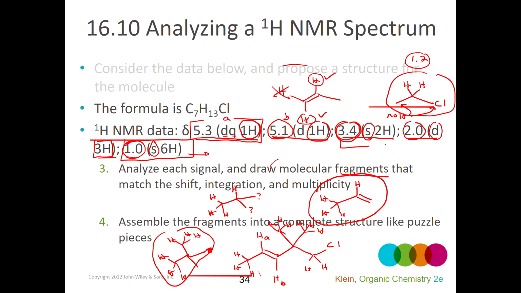The next signal, the 2 hydrogens that gave a singlet, right here. Yeah, we put that piece together. We recognize those 2 must be on a carbon next to a chlorine. That's why they shifted down around 3 instead of around 1. They're a singlet because there's no hydrogens on the neighboring carbon or chlorine to split them. And the integration is 2, matching the number of hydrogens we have there.